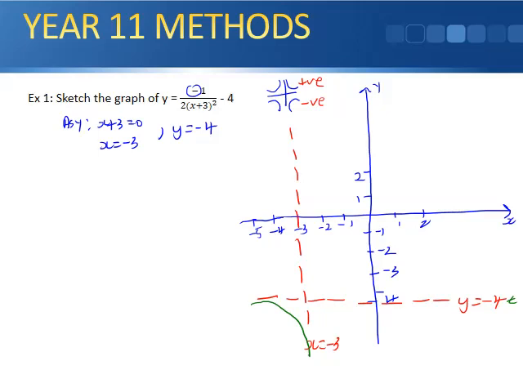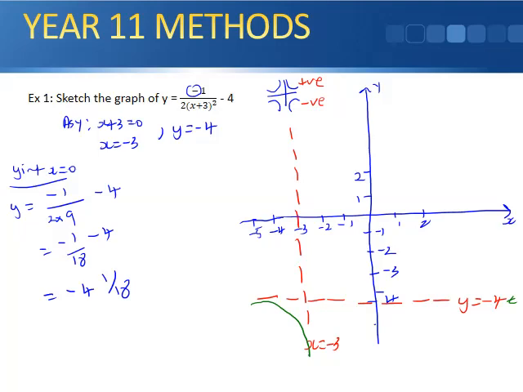So we need to find where the y intercept is, and put x equal to 0. So I get y equals negative 1, 2 times 0 plus 3 is 3, 3 squared is 9, minus 4. So I've got negative 1 on 18 minus 4. So our answer is negative 4 and 1 on 18. So I better put a negative 5 in here. So this one crosses negative 4 and 1 on 18 right here. Negative 4, 1 over 18.